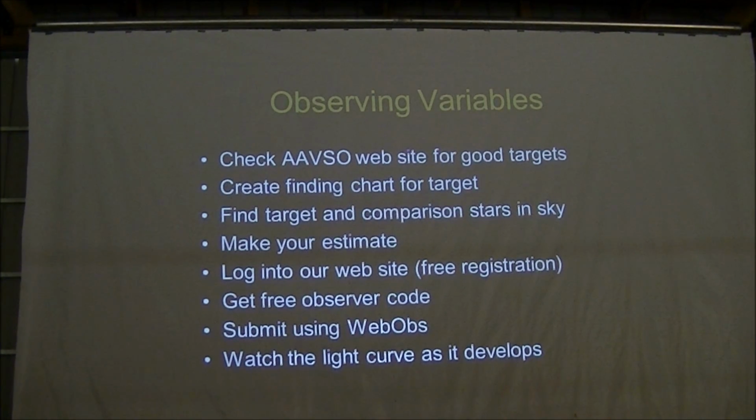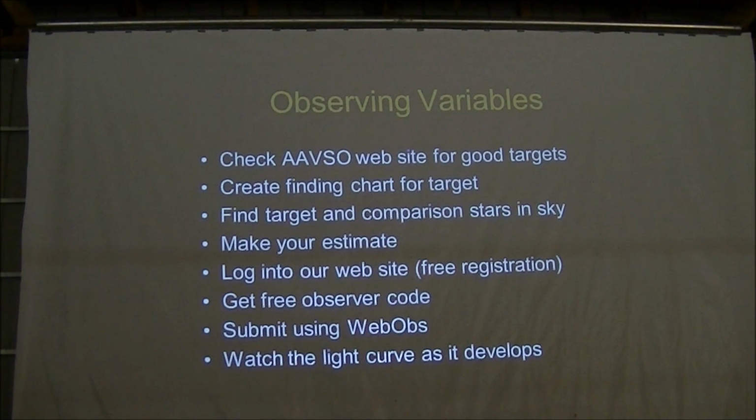We ask that you sign up for an observer code. The reason for this is that we have 20 million observations in our database, and for each one of those observations, we have a tag associated with that measurement that says it was made by observer X. We need to be able to identify that person 20 years or 50 years in the future, and we do that by assigning observer codes.